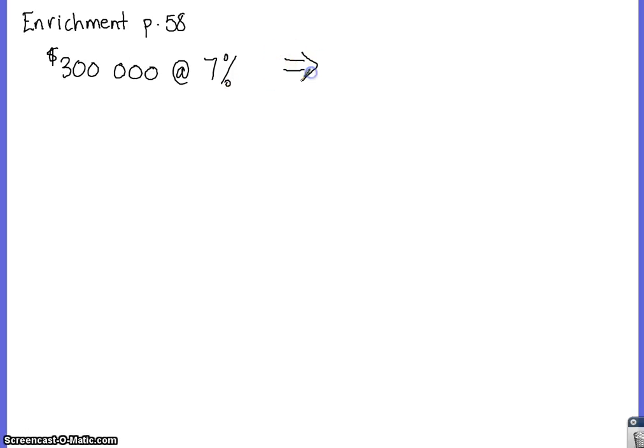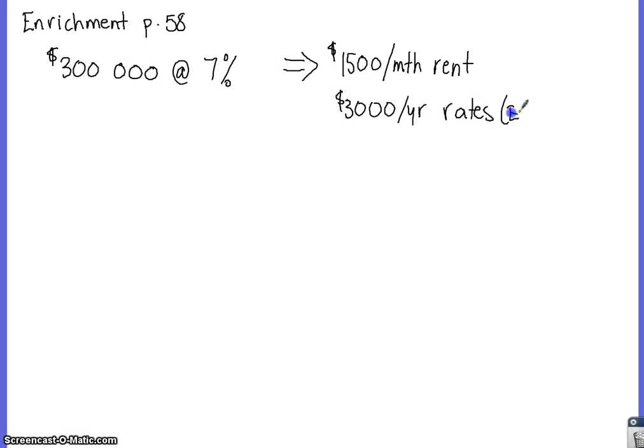She rents out the property for $1,500. So this is separate information. All right. $1,500 per month is rent, and it costs $3,000 a year in rates. So this here, that's an expense, isn't it? That's money going out. Okay. This is money coming in, and her loan is an expense.